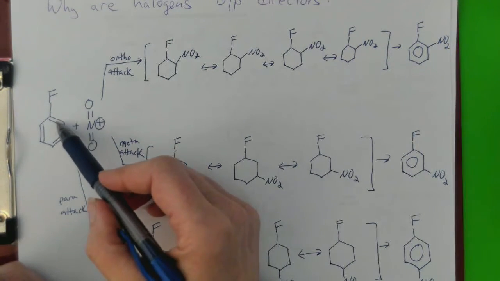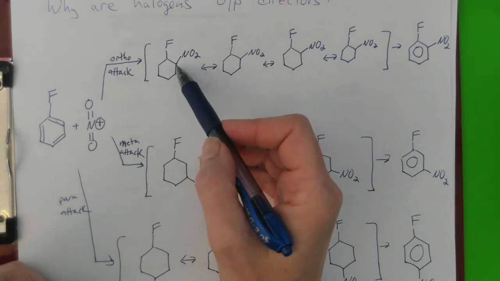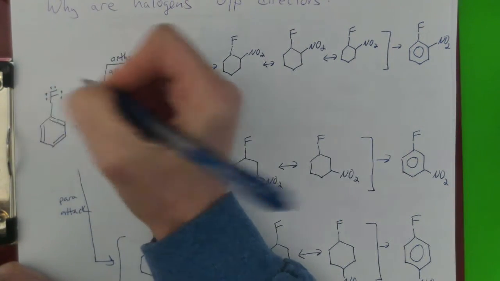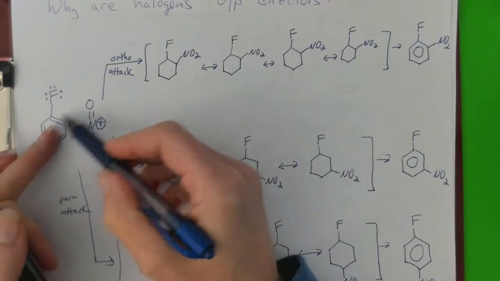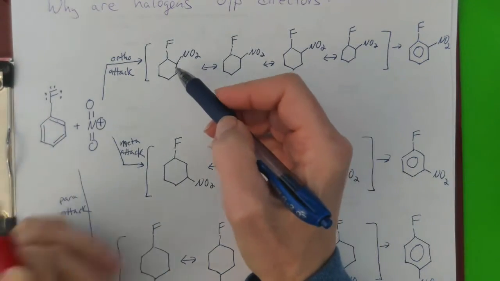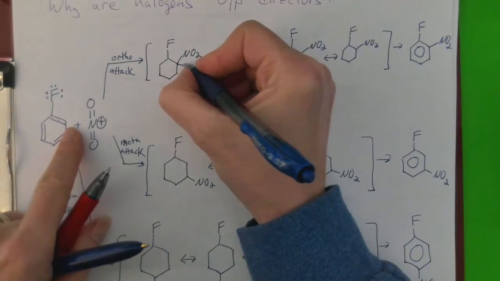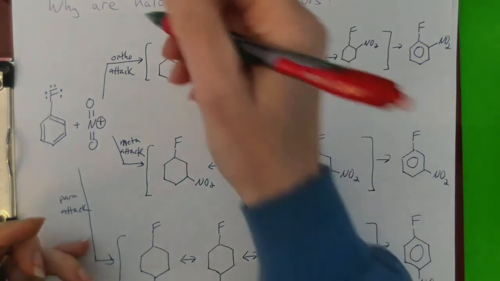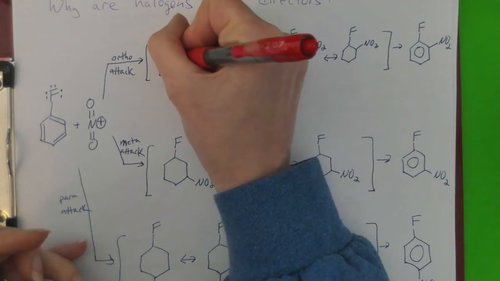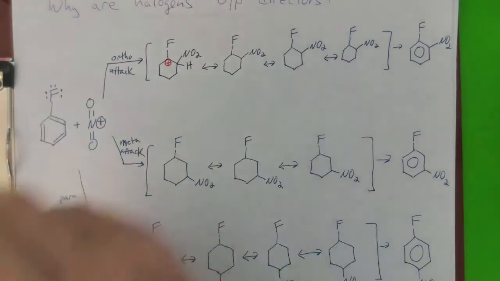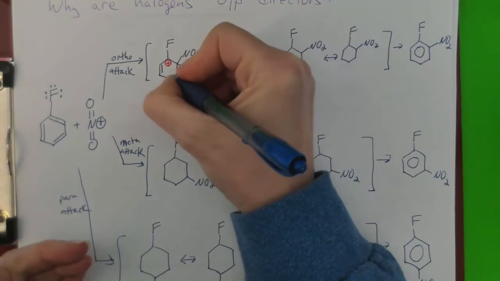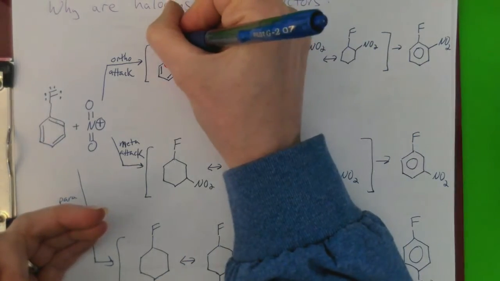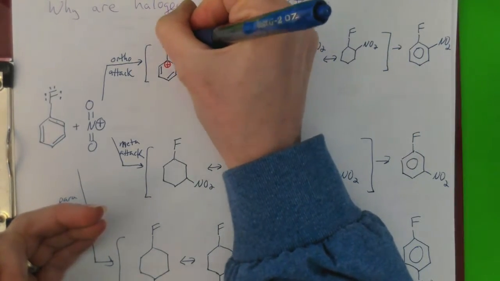So if I have attack at the ortho position, and just a reminder, we've got lone pairs here. So what do we have going on here? There's a hydrogen here. I'm going to go ahead and just fill it in. I'm going to have a formal +1 charge here on this carbon. And I still have this and this. And if you want to fill in those lone pairs, you can.